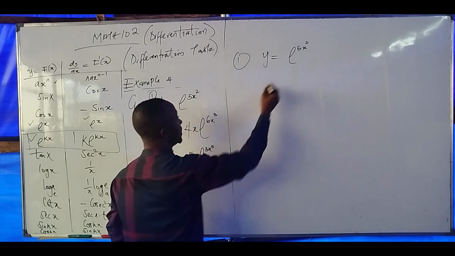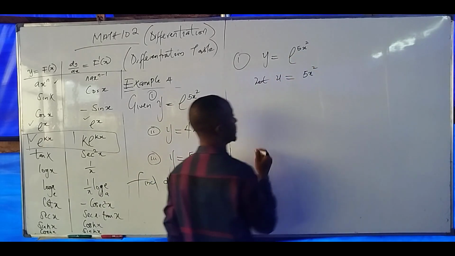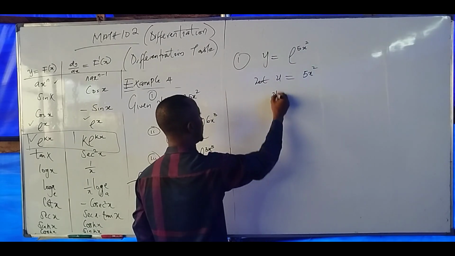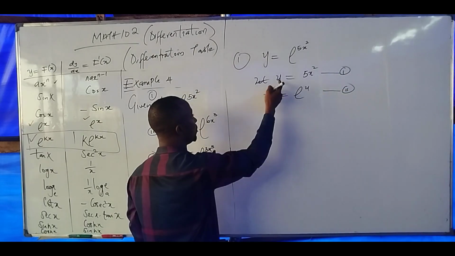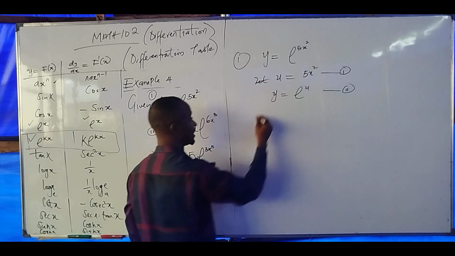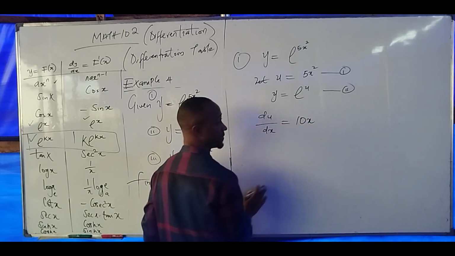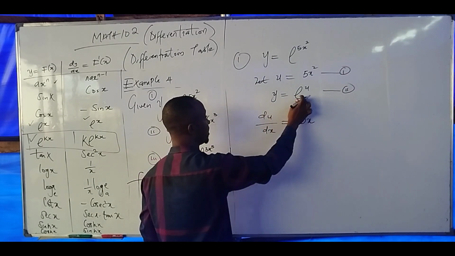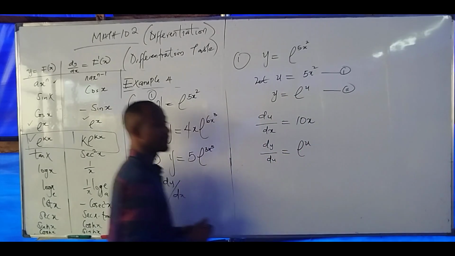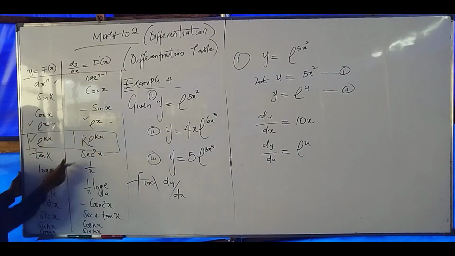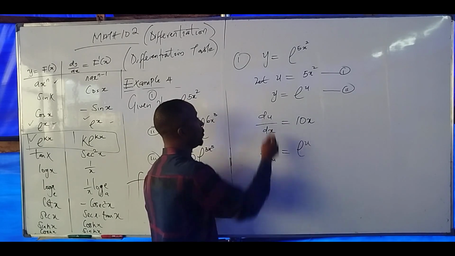chain rule principle. Let u equal 5x squared. If u equals 5x squared, what's your y? e^u. Call this equation 1 and equation 2. So we differentiate u and y with respect to x. We have du/dx equals 10x. Are you following? So differentiate y with respect to u. Meaning dy/du gives us e^u. Hope you are aware that if you differentiate e^x, it is e^x; e^u is e^u; e^v is e^v.